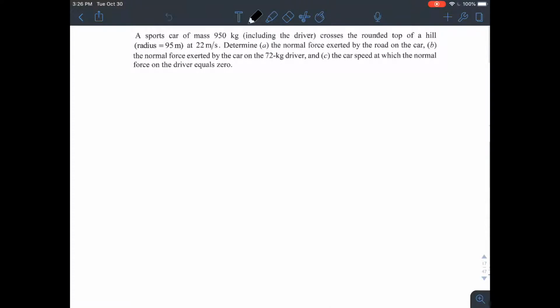I'll start with a simple diagram. I'll draw an imaginary hill and I'll put a car on it. There we go. That's a good looking car. And yeah, think about what do I know?